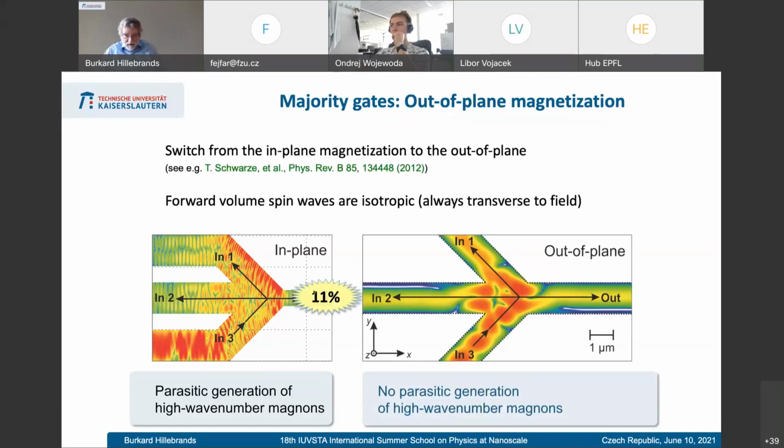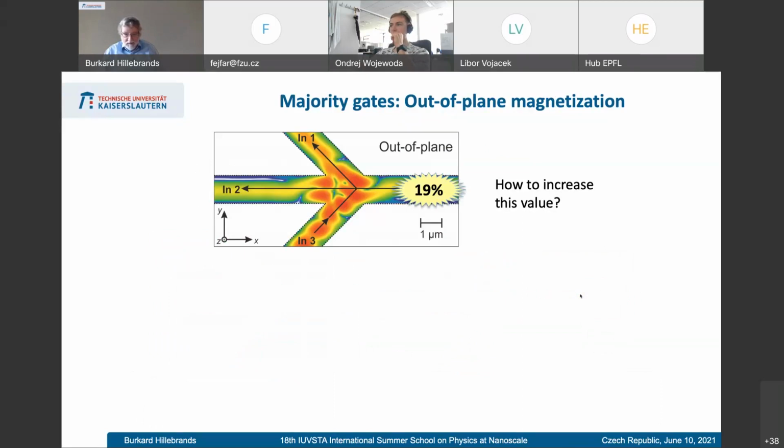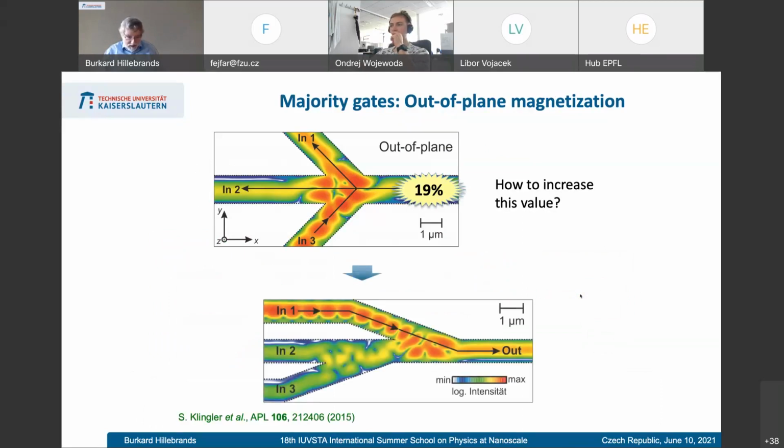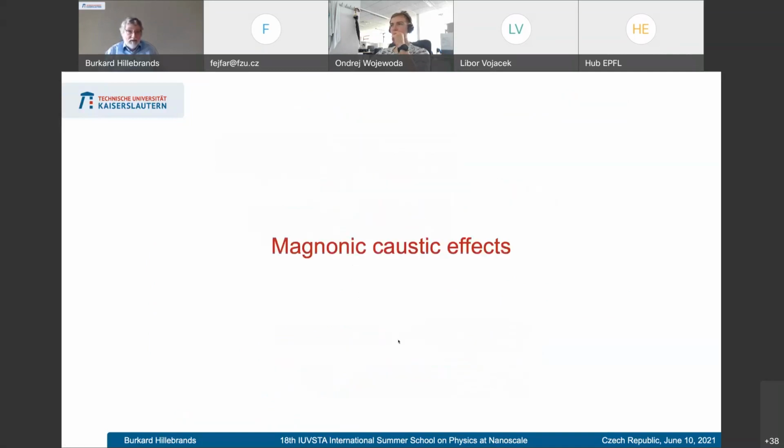But if you now go to a different geometry, for instance a forward volume mode geometry, then you get already a better signal, you get 19%. And if you would further like to increase it, the students came up, this was Stefan Klingler, just by making it a little bit asymmetric. That is good for suppression of the reflections, and in this case, he gets 64% just by numerical optimization. So this works. And one can move on, one can study caustic effects.